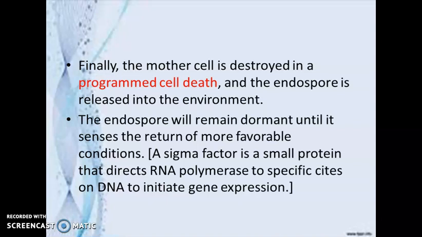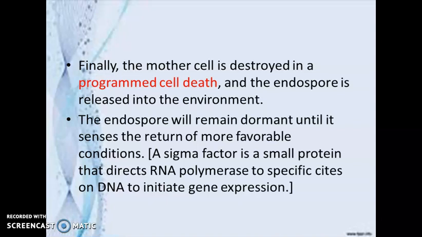Finally, the mother cell is destroyed in programmed cell death. So what remains? The forespore is converted into an endospore and it is released into the environment. These are the steps in the formation of endospores. The endospores will remain dormant until they sense the return of more favorable conditions. If favorable conditions are met, the endospore converts from the dormant to the active stage.